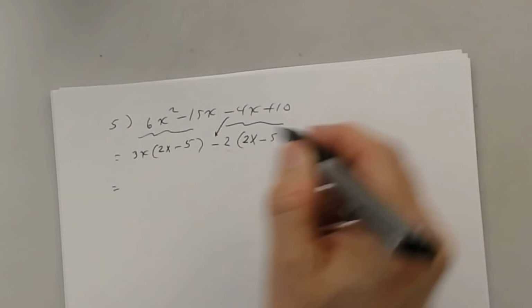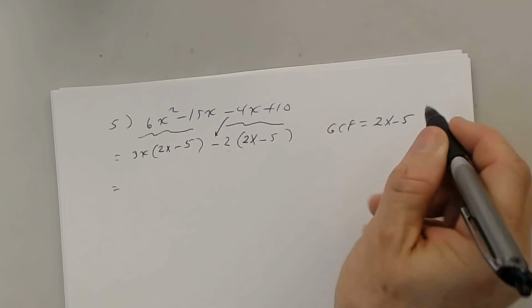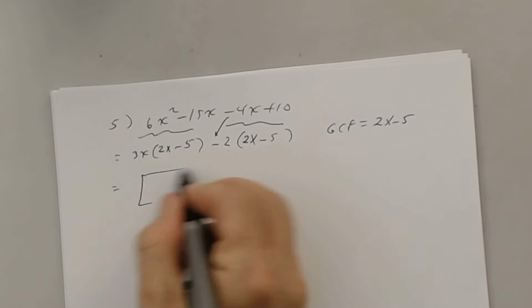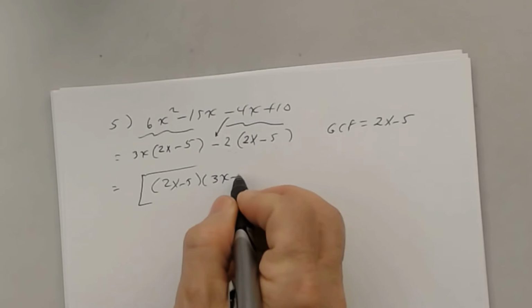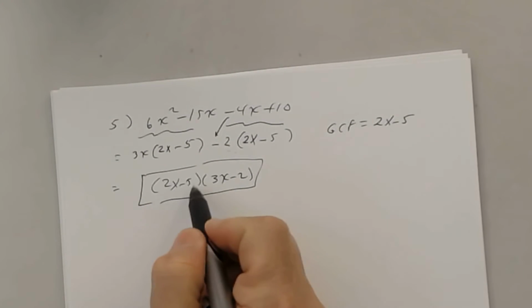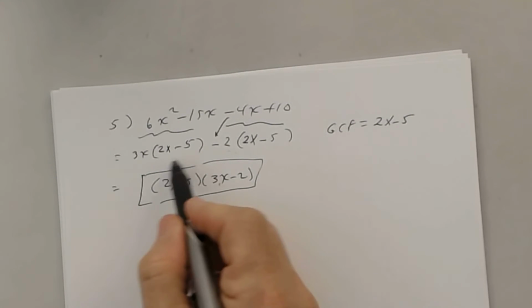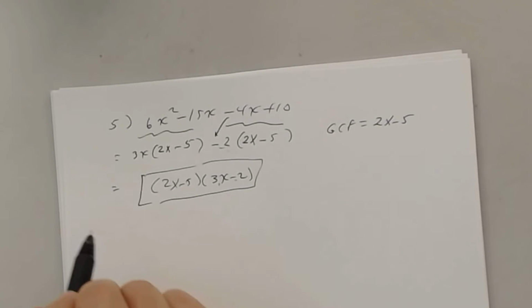So what's the GCF? GCF is what? 2x minus 5. So what's the answer? You'll say 2x minus 5 times 3x minus 2. And you can always check yourself. 2x minus 5 times 3x gives me this. And then 2x minus 5 times a negative 2 gives me this.